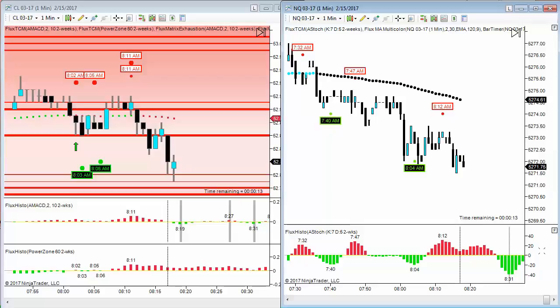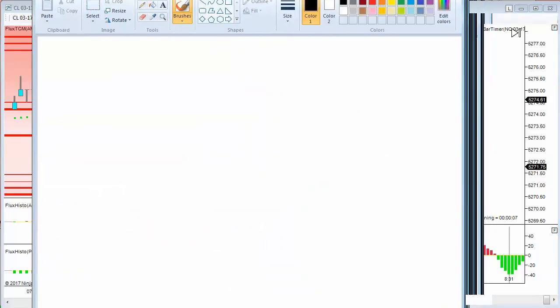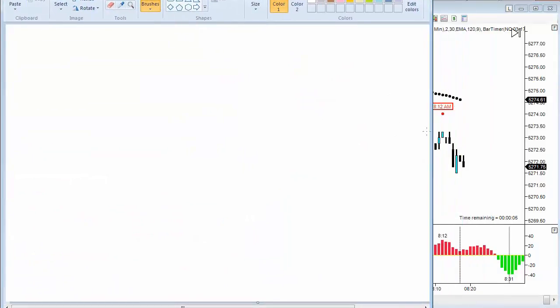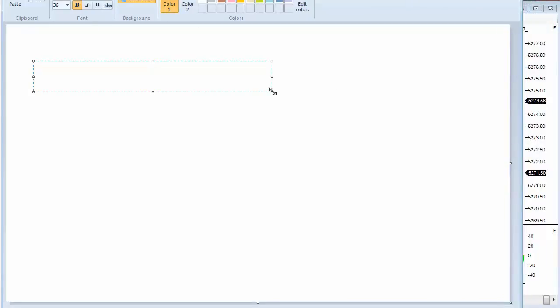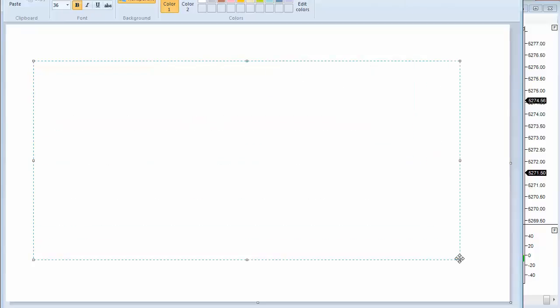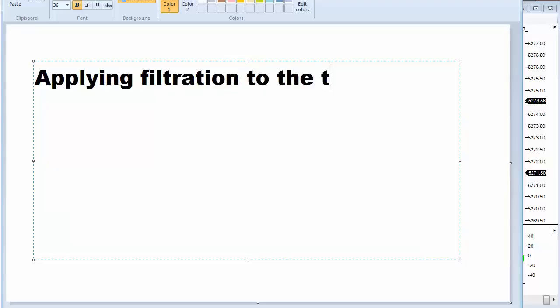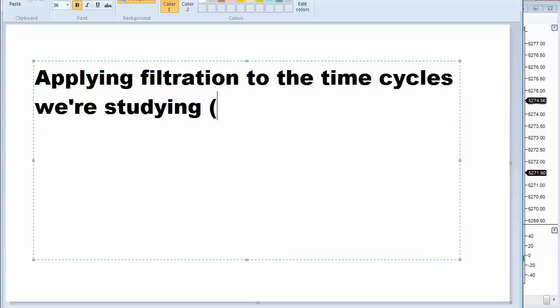And so what I'd like to do with you is walk you through this morning the operation of, I wouldn't call it optimizing, because I don't believe it's optimizing. Applying filtration to the time cycles we're studying with these Ninjatrader indicators.